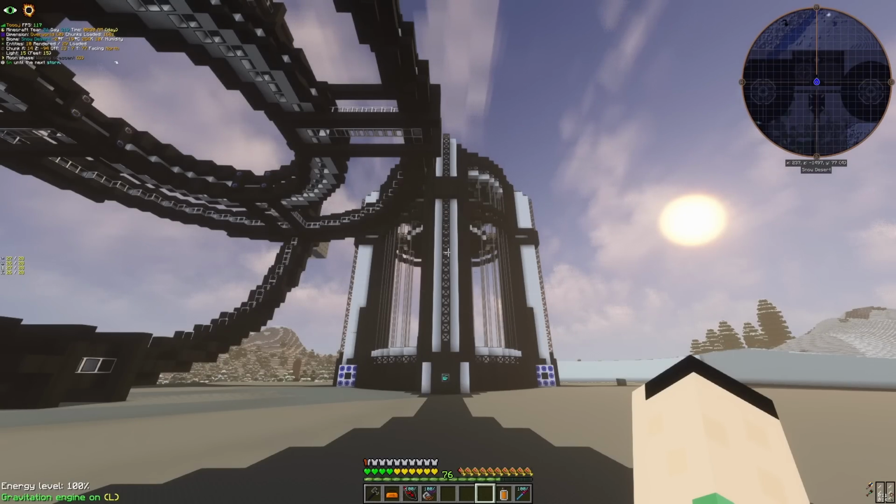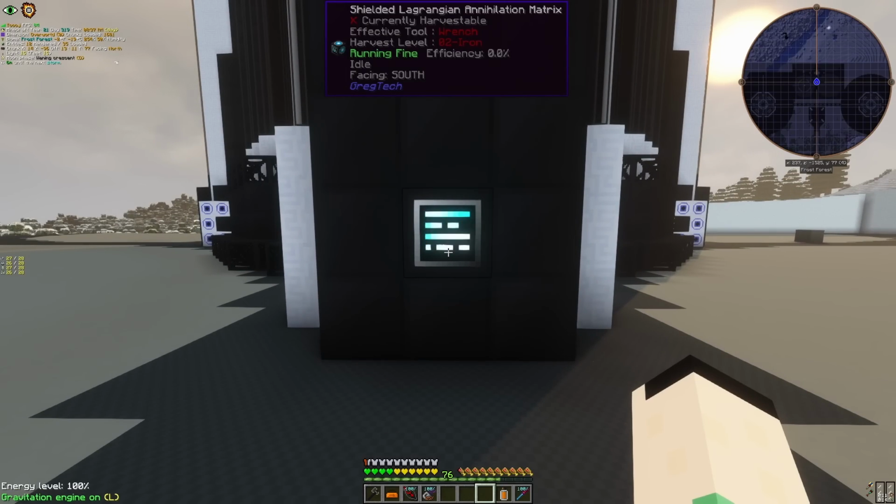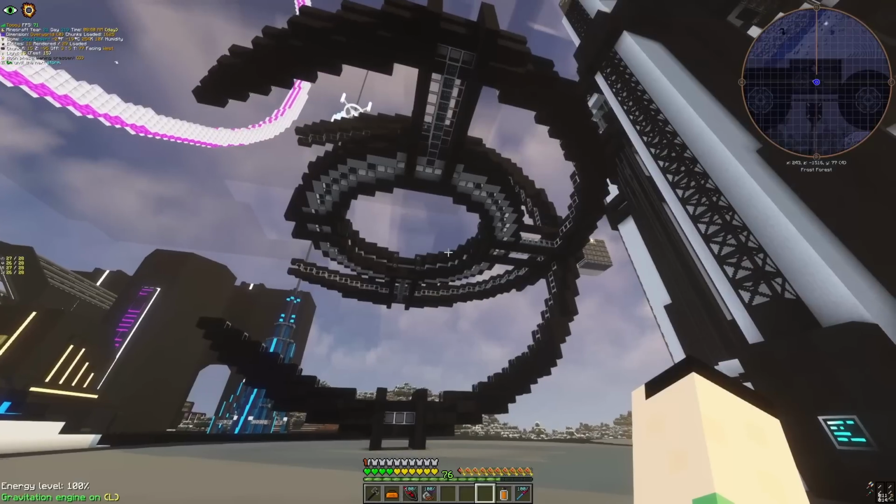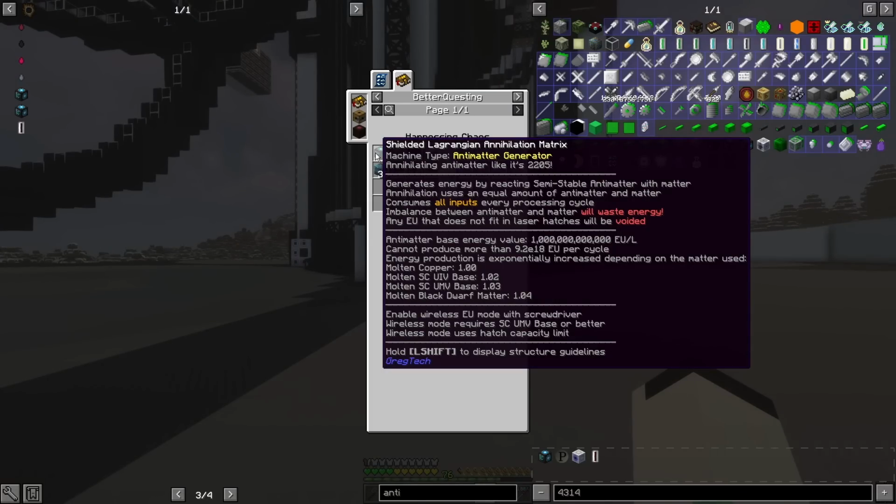The SLAM. How does the SLAM work? And how does it tie in to the SSASS? So, the SLAM generates energy by reacting semi-stable antimatter with matter. There's only certain types of matter you can use, and based on what matter you use, you get more energy. So it consumes all inputs every processing cycle, and imbalance between antimatter and matter will waste energy or material, or both, I guess. And any EU that doesn't fit in the laser hatches will be voided.